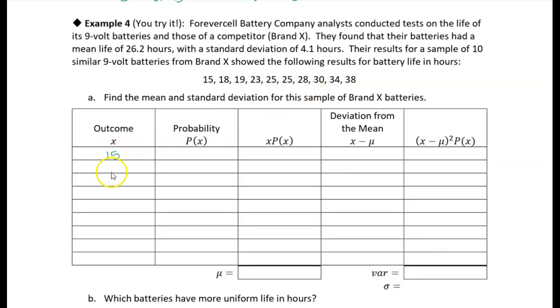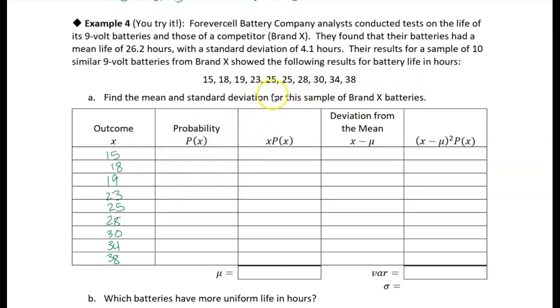So 15, we have 18, and while I'm doing it, I could also put down the frequency of occurrence. It looks like they're all happening once, except for 25. Okay, so I'm just going to write down what I've got here. So 19, 23, 25, but this one happens twice, so I have to keep that in mind. 28, 30, 34, and 38. Okay, so those are all the battery lives that we have, and basically each one of them happens once out of 10 times because we have a sample of 10 batteries.